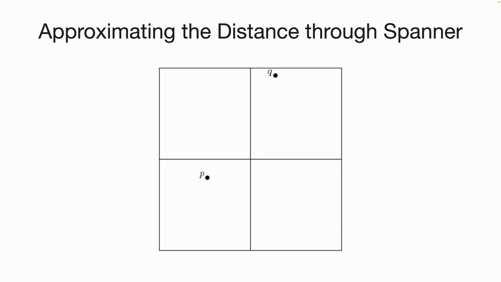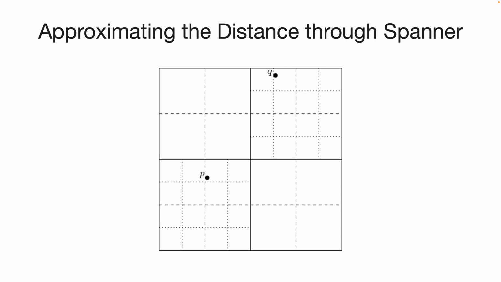So this slide shows how the distance is approximated through the spanner. So this is a pair of points. Then we build the spanner through the quad tree, and connect the 2 points through the net points.